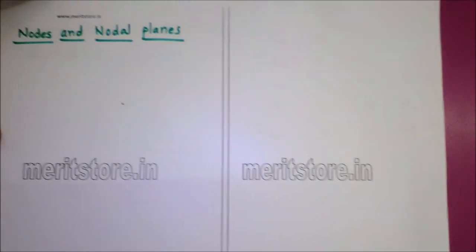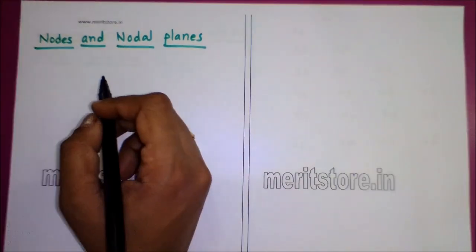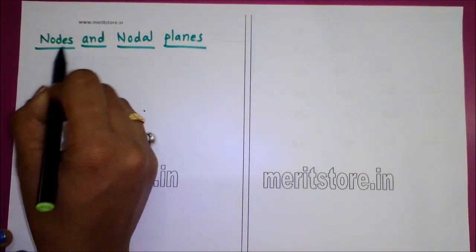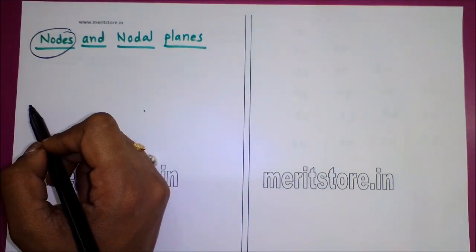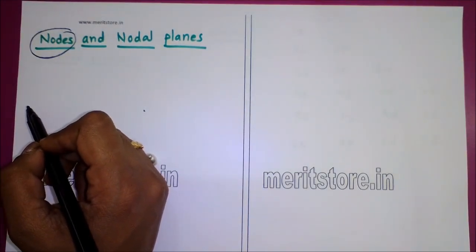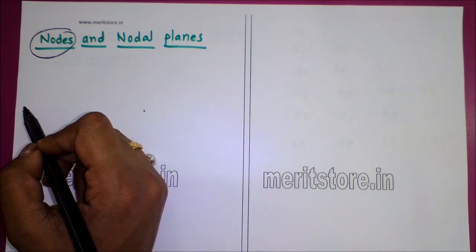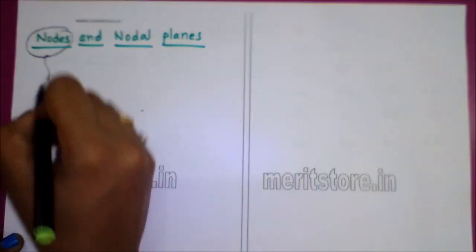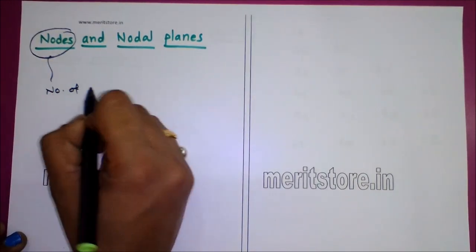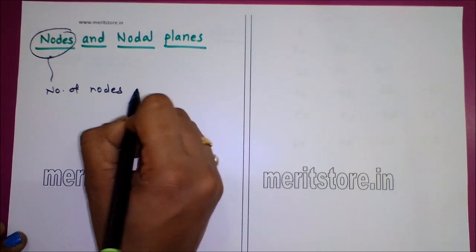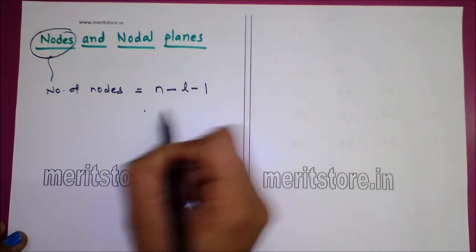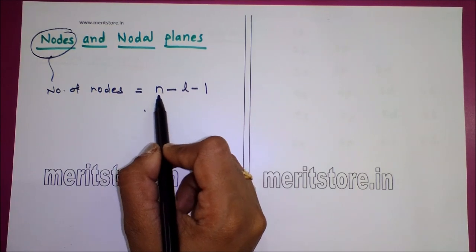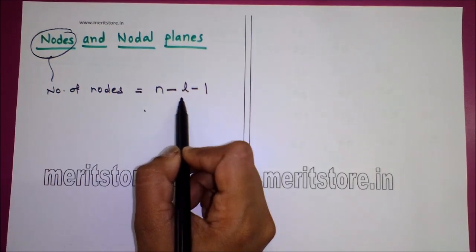Now when I am talking about the term node and nodal plane, first of all, the node is the region or the position where the radial wave function passes through 0, or the probability of finding an electron at that point will be 0. If I have to find the number of nodes in any particular atom, we have the formula n minus L minus 1. n is the principal quantum number, L is the azimuthal quantum number.